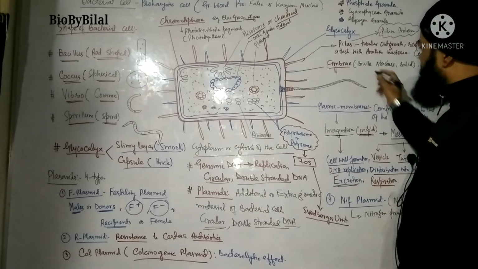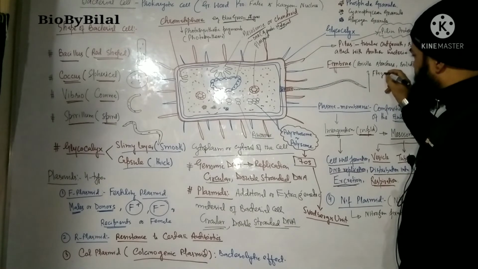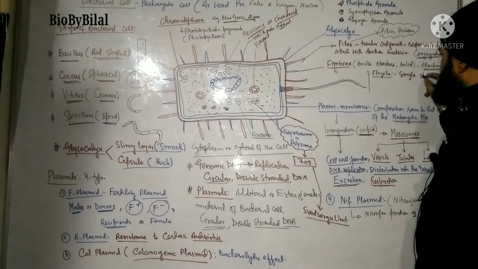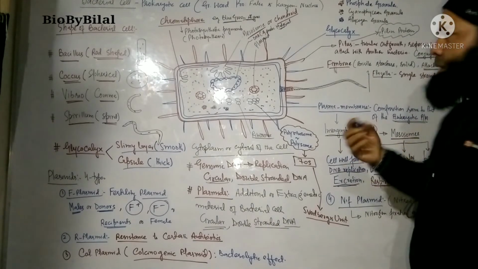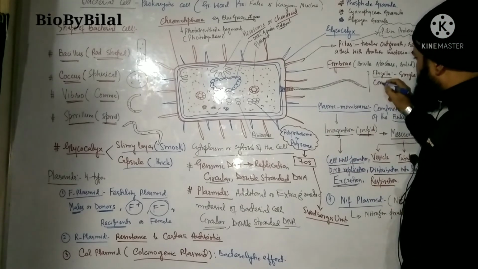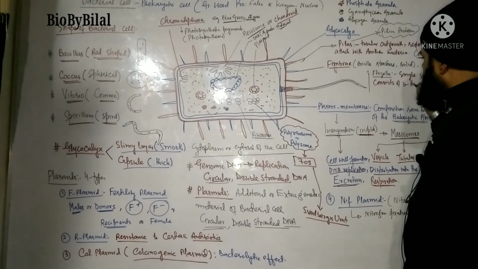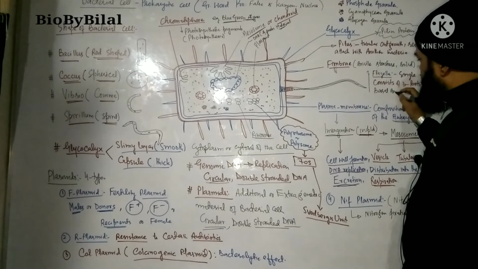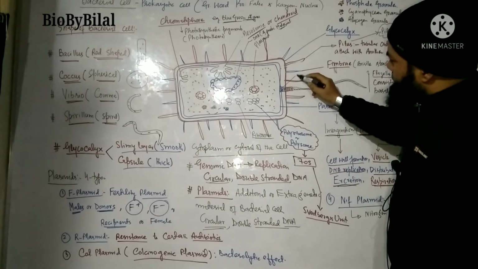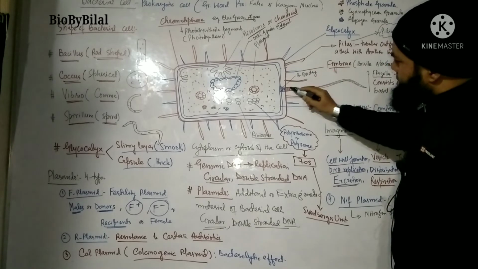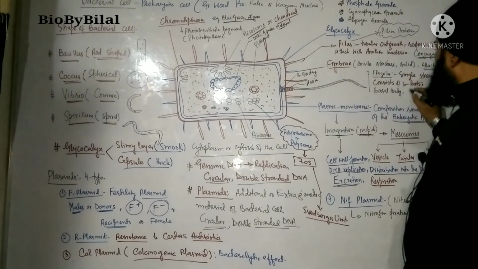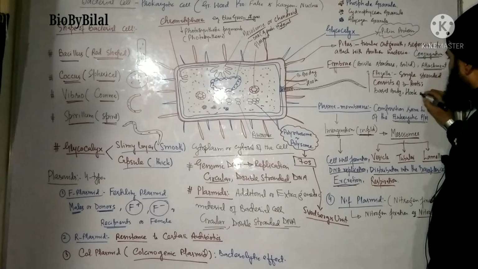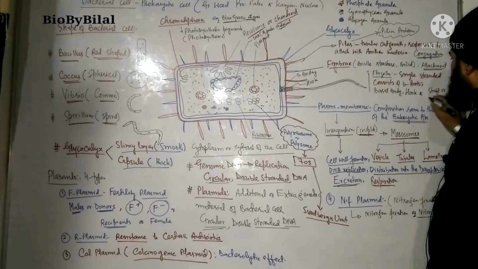And the final structure here is called the flagella, a whiplash-like structure. In case of bacteria, the flagella is single-stranded, and it consists of three parts. Namely, this is called the basal body, and this is called a hook. And another portion, the outer and the longest one, is called the shaft or filament.